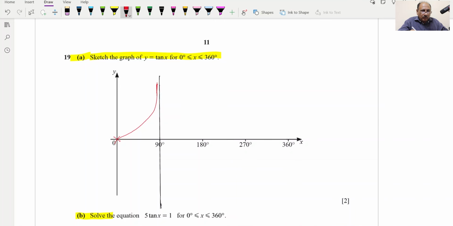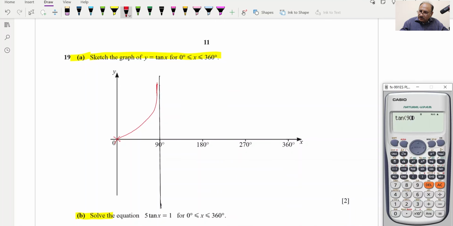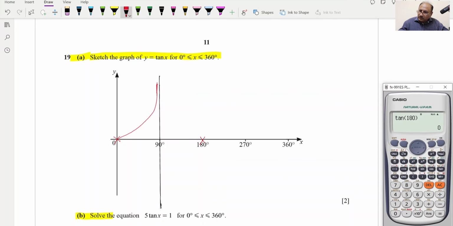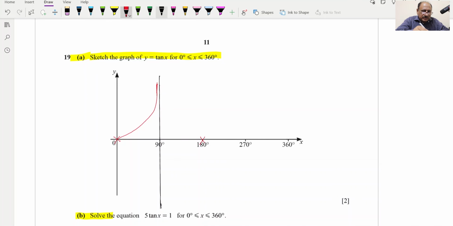So now tan of 180 degrees, we can check, is 0. So it's passing through this point. But if we check for tan of 270, it will be a syntax error. So it means that it's never touching 270. For your explanation, I'm drawing this line, and we can sketch this curve also.